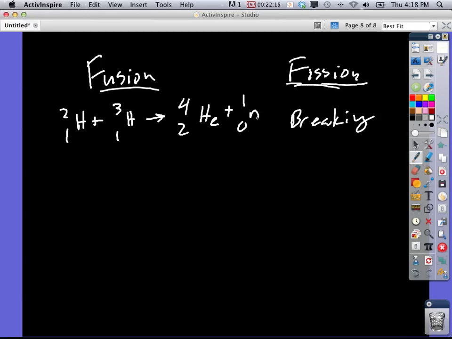This one, about 45 pounds of plutonium, and you get the equivalent of 25,000 tons of TNT.